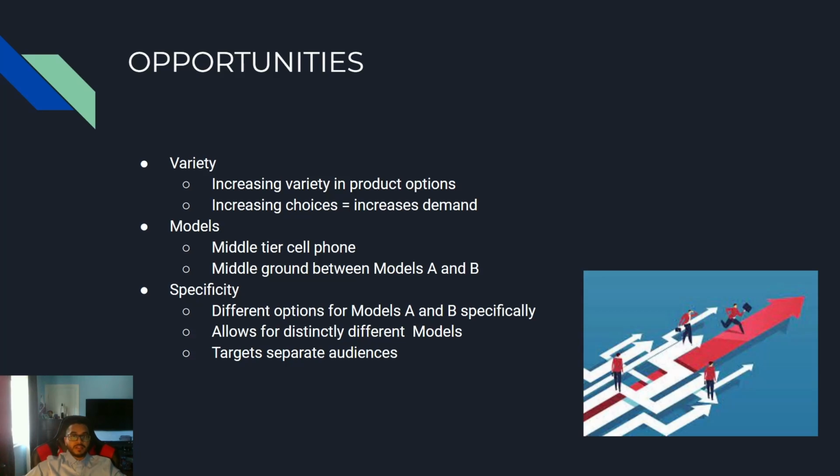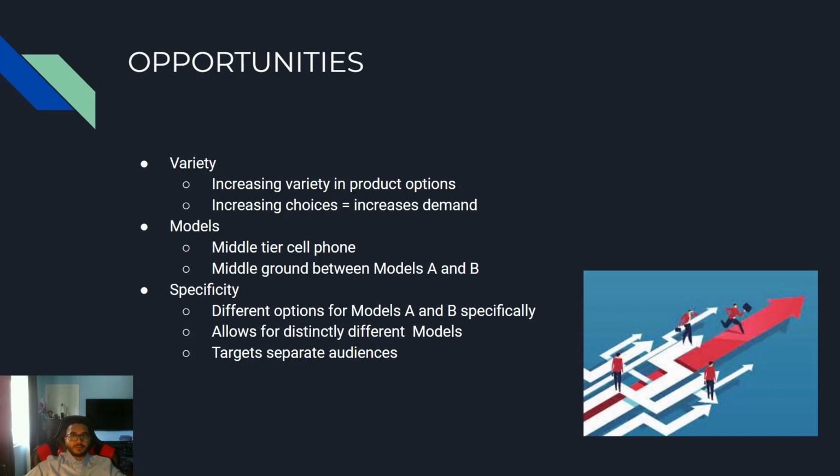The final opportunity this company can employ is to offer different options for A and B respectively. So as mentioned prior, both models offered similar specifications, build quality, and options. The difference in pricing was due to Model A being marketed as a base model, with Model B more premium. So the company could benefit from different specs in each model.